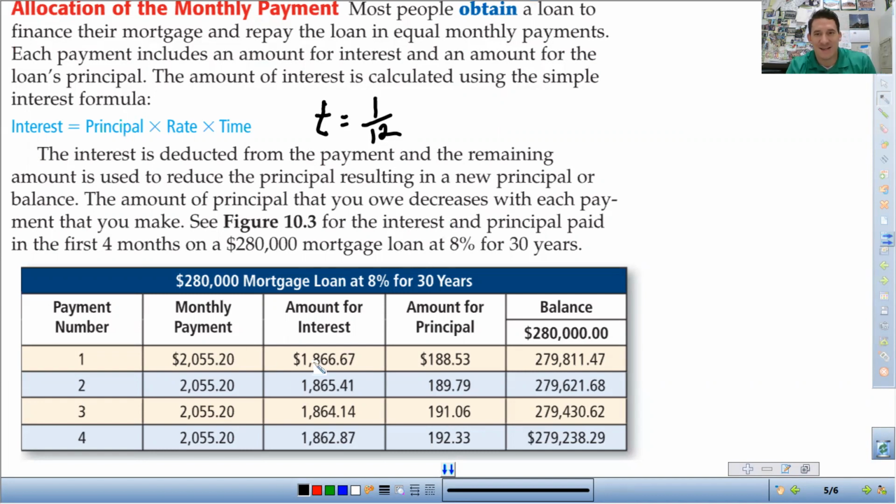So here is an example of the table. What I want you to notice is how much goes to principal each month. Just a couple of $100, not even $200, goes to paying down the principal. You would never calculate out this table by hand. There are spreadsheets and computer applications that calculate this.